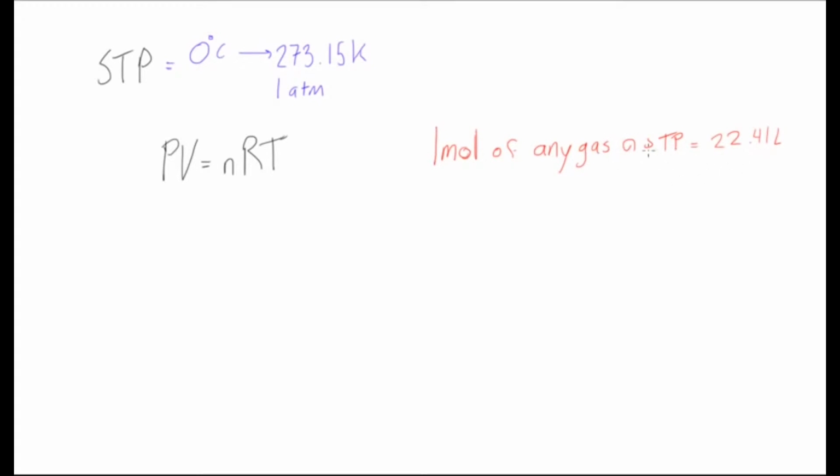Now, before we move on, I'll show you why this happens. Actually, it's kind of cool. If we rearrange this to isolate for volume, we get volume is equal to nRT all over P, all over pressure. Now we were talking about 1 mole of any gas, so for n, we'll substitute in 1 mole.